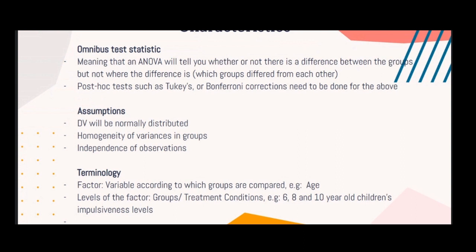And lastly, you want to make sure of independence of observations. You really want to make sure that there's no confounding variable in your data or between your groups, and you want to make sure that all three of your groups, or three or more, are independent of each other.